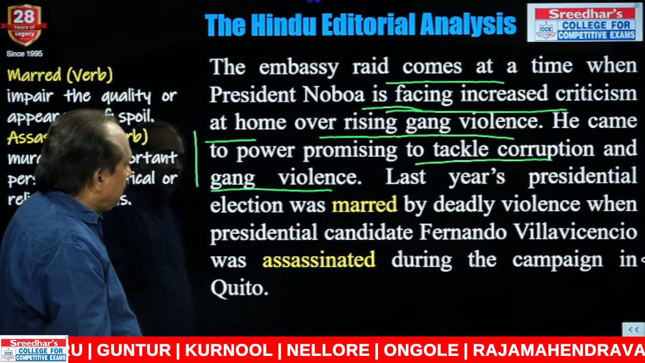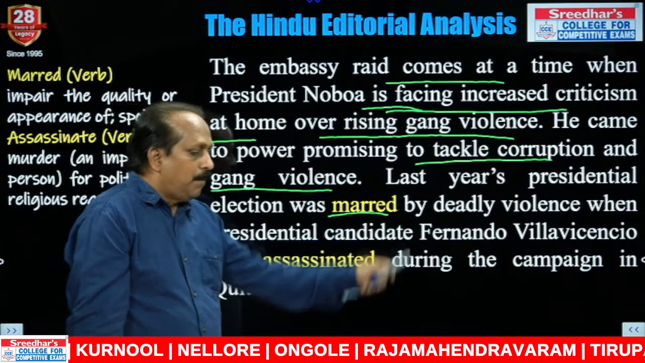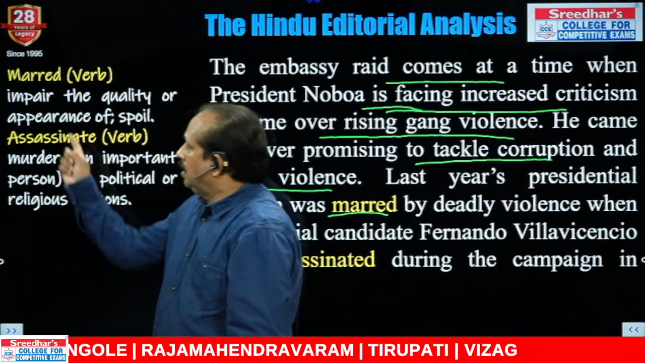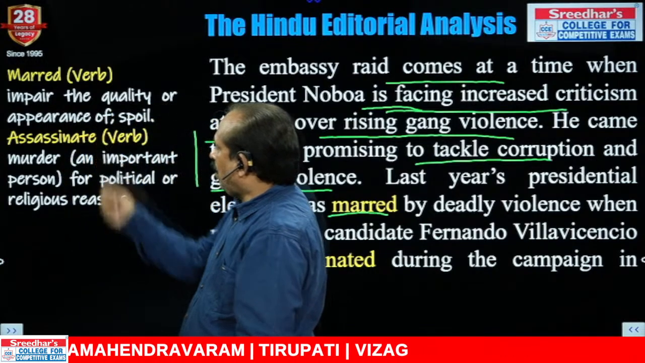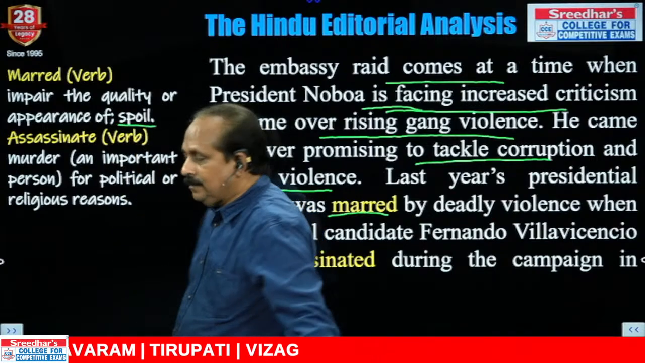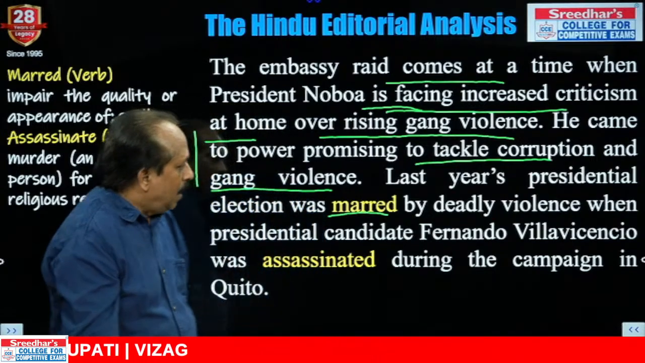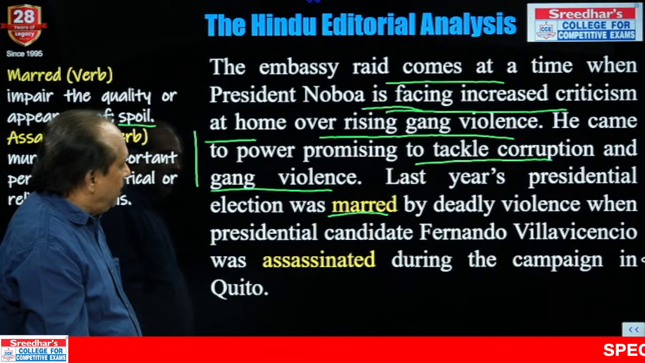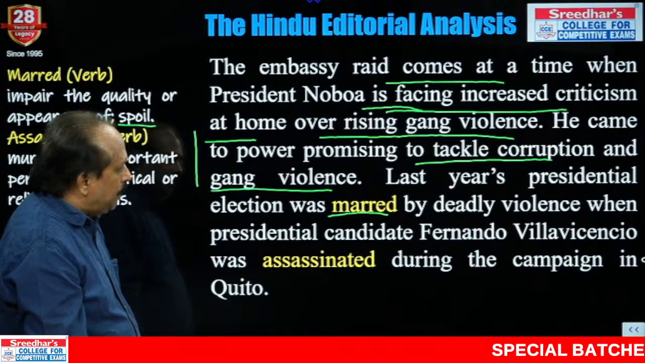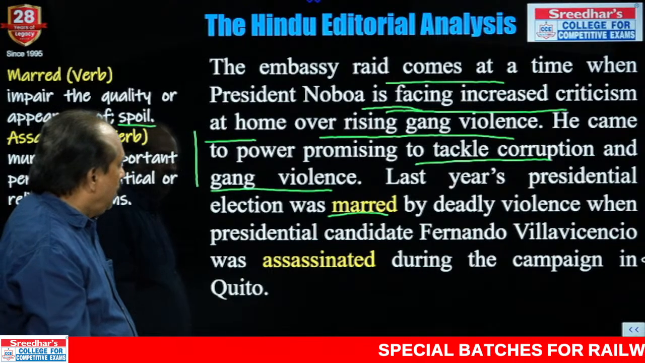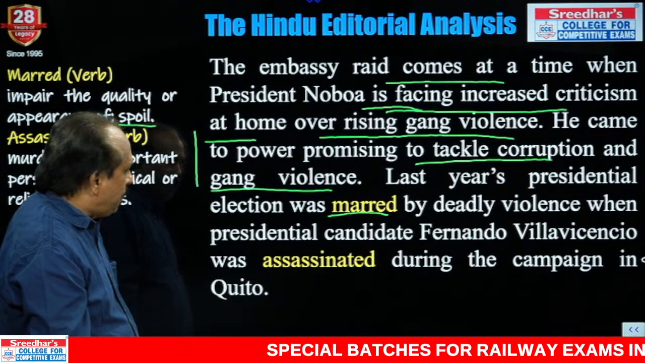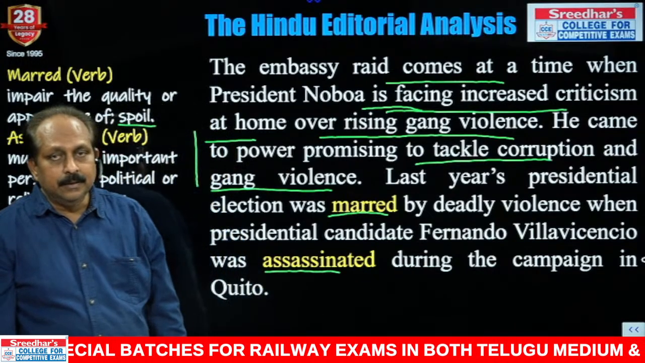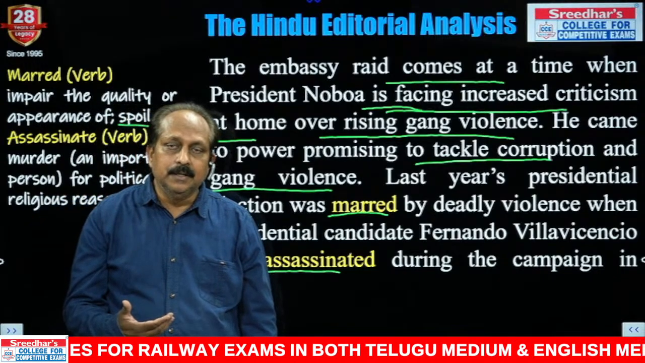Last year's presidential election was marred. Mar is an important word, means to spoil something. Mar, impair the quality or appearance of. Simple word, spoil something. Last year's presidential election was marred by deadly violence when presidential candidate Fernando Villavicencio was assassinated during the campaign in Quito. The presidential candidate was assassinated. There's one important word, assassinated.